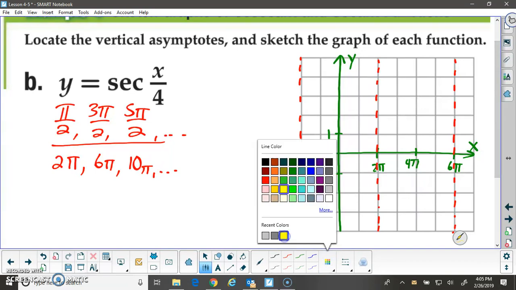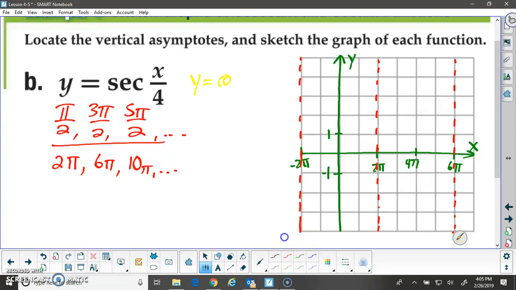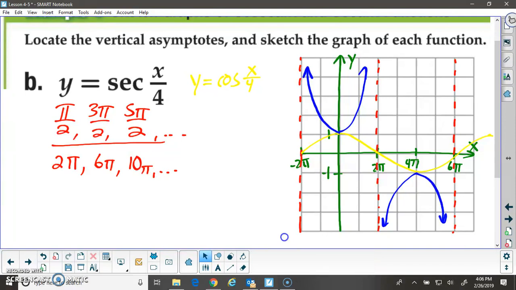And then anytime I draw a secant function, I first draw its reciprocal, which is a cosine. In this case, cosine of x divided by 4. So if I draw a cosine wave that has a period of 8 pi, that would be right over here. Here's a cosine wave that has a period of 8 pi. And that makes it easy to know where you draw the U-shaped curves going up and where you draw the U-shaped curves going down. So there are 2 examples.